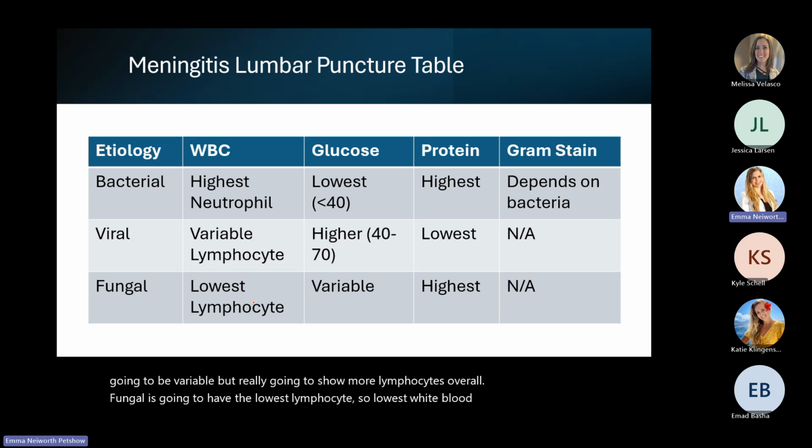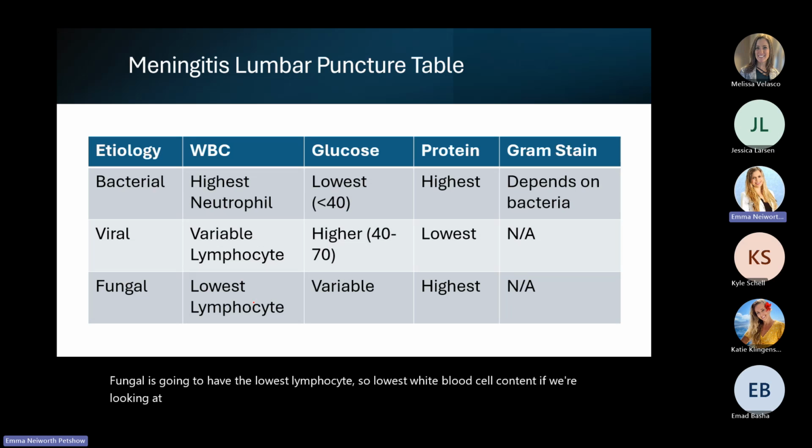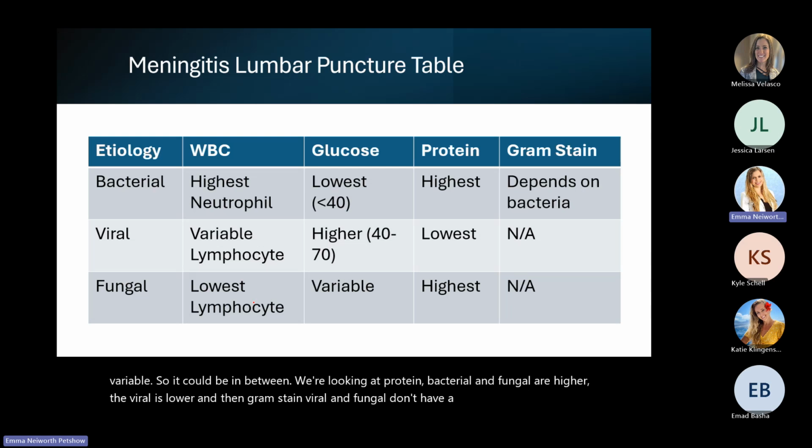If we're looking at glucose, bacterial is going to be the lowest, viral will be higher, and fungal is variable, so it could be in between. If we're looking at protein, bacterial and fungal are higher, viral is lower. And then gram stain: viral and fungal don't have a gram stain. Bacterial, it'll depend on the bacteria.